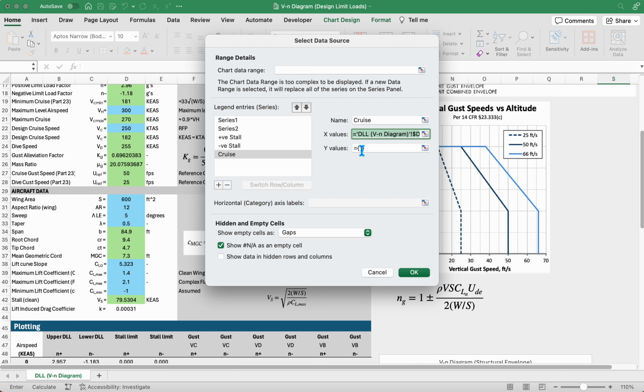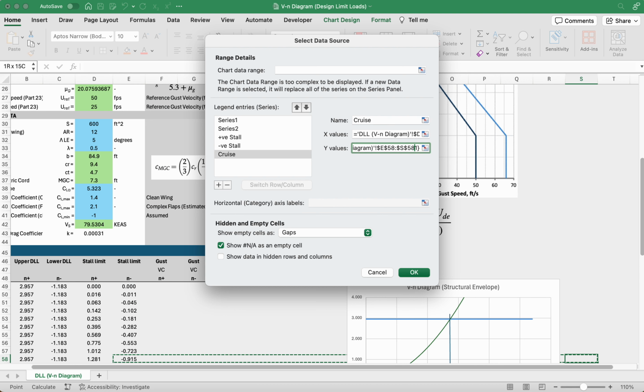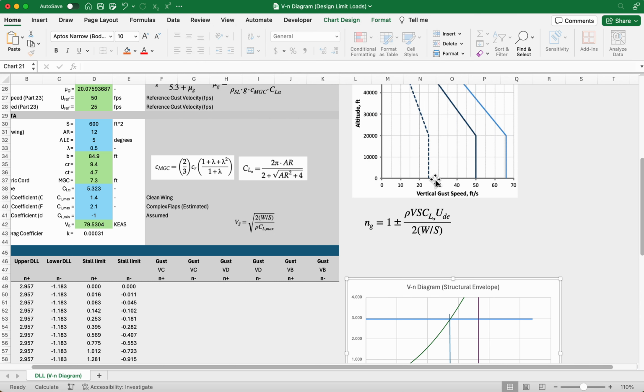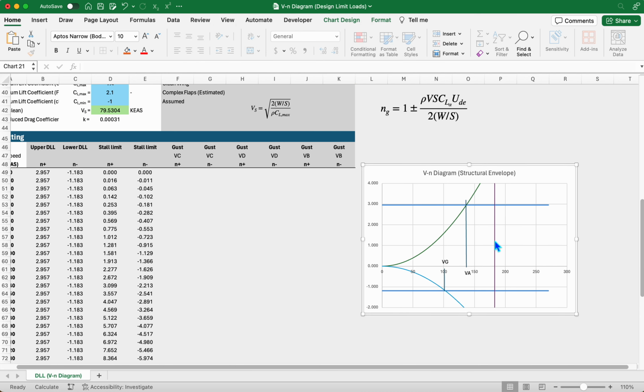And then our Y values, I'm just going to choose -2 and 11, so I don't have to deal with it. We've changed our limits. So this is our cruise speed over here, and you can see it's above our maneuvering speed.